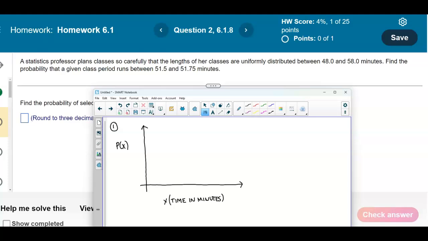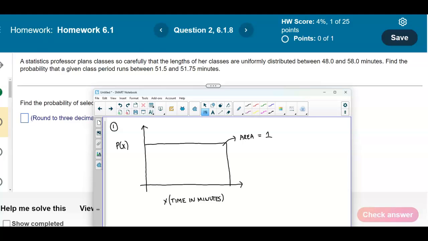Okay. Now, for a density curve to be a graph of a continuous probability distribution, it must have a total area under the curve equal to 1, and the curve cannot fall below the x-axis. So again, it's a rectangular shape, and we know that the area of that rectangular shape is going to equal 1.